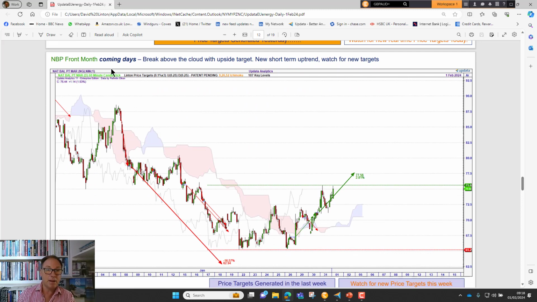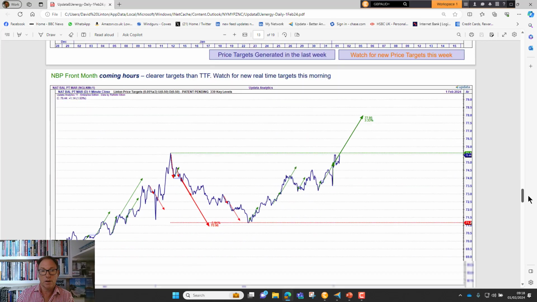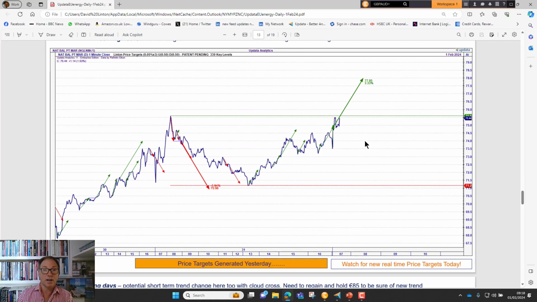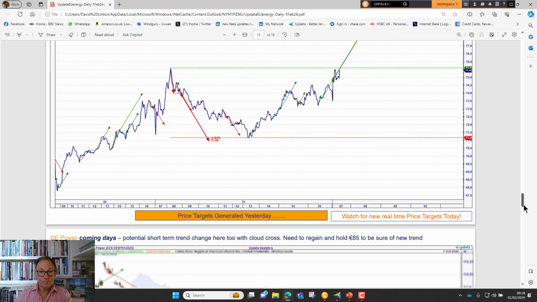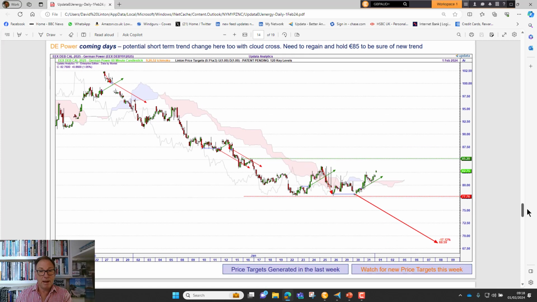And then the MBP, unusually, is looking a little bit more bullish than TTF this morning. We've got more room to a target. We are hitting a little bit of resistance there, but we are just looking more bullish. And if we go to the 1 minute chart, we see the target there. So that's quite key. And then German power, we're neutral because it's not a given that we're turning the corner here. We're moving above the cloud, but we want to break this level. The 85 level is what we talked about to be sure of a new trend.